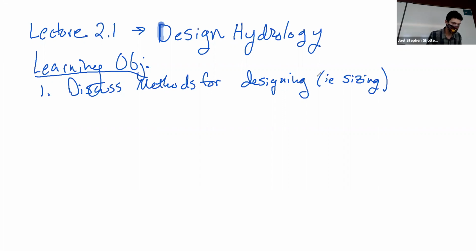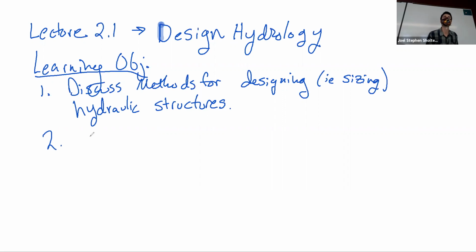i.e. sizing hydraulic structures. Who can think of some hydraulic structures that we might want to design and use hydrologic data? Weirs, dams, culverts, anything that hydrology needs to move through. And what is hydrology? Well, it's typically runoff from rain that we're talking about.